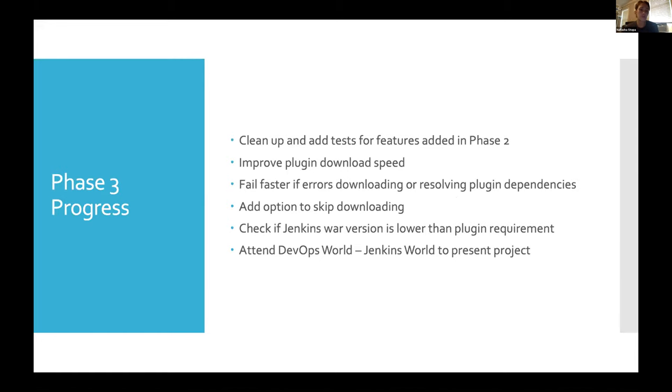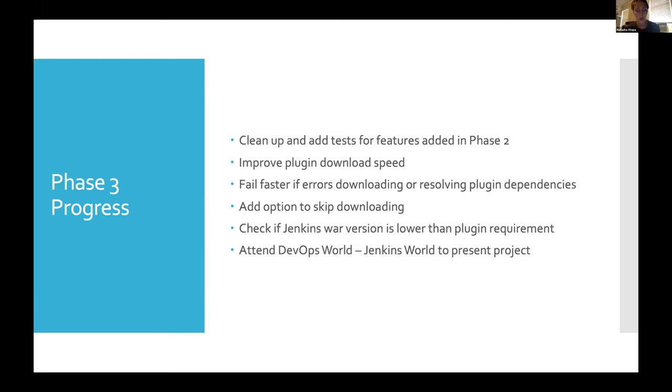So phase 3 mostly focused on cleaning up and adding tests for a lot of the stuff that was done in phase 2, but there were also a couple of new things and improvements we tried to do as well. The first was improving the plugin download speed. In the first versions of the Java tool, plugin download speed was significantly slower than the original bash script. So we worked to speed that up and make it almost comparable. The next thing was throwing an exception sooner if there are any issues downloading or resolving the plugin dependencies, instead of waiting until the end.